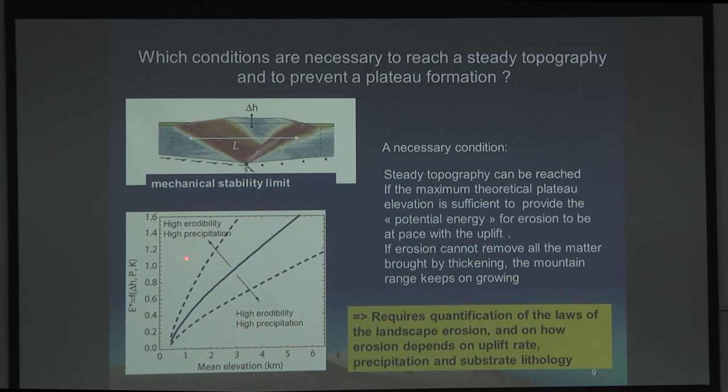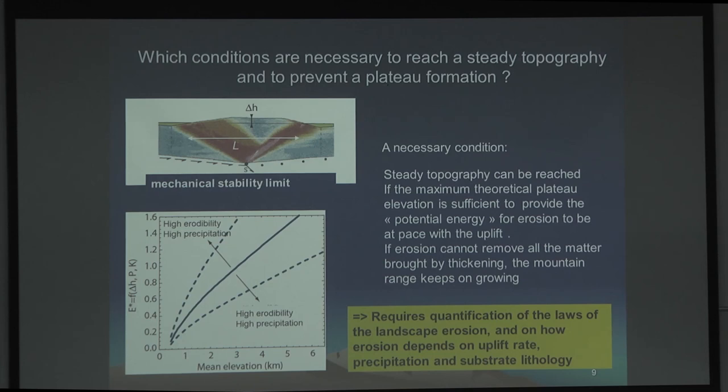So if the precipitation is high or the material is highly erodible, then with an elevation of 2 or 3 kilometers, you can get enough potential energy for the rain to erode everything. So you will get some efficient erosion of the mountain range and the capacity to stabilize it.